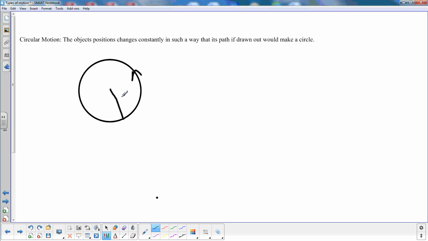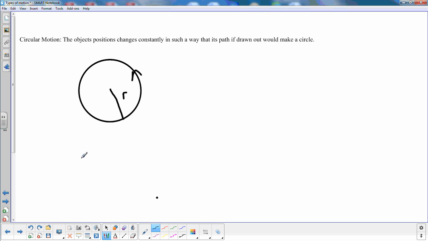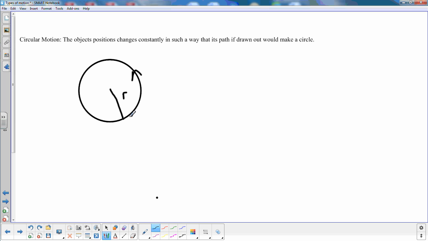Next, rotational motion. The object actually spins on an axis, and does not have to change position to rotate. So this is something that, just like a top, is making its own rotation, but it is not necessarily moving in that circular path. I remember in a few of the classes I made a big deal of where one of the objects was actually placed. If it's placed in the middle of something, it's spinning, it's rotating. Whereas if we move it to the outside, the object itself is making this progression all the way around a circle. So it's a very big distinction to make.